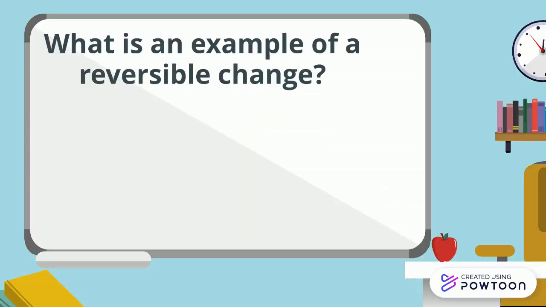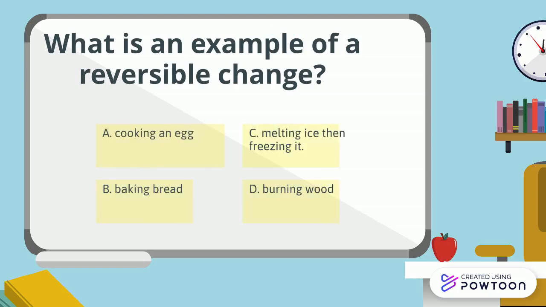This is a quick quiz to test your knowledge of reversible changes. The question is, what is an example of a reversible change? A. Cooking an egg. B. Baking bread. C. Melting ice, then freezing it. D. Burning wood.